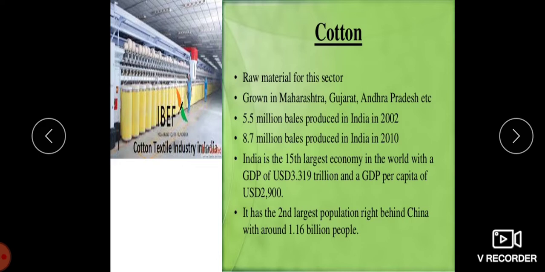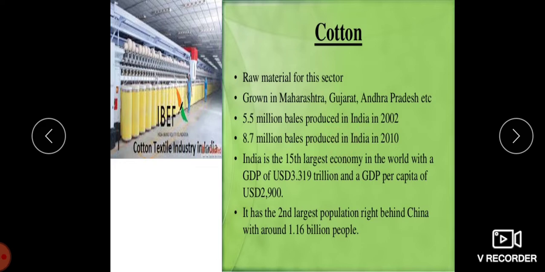So we see that it is a raw material. It is grown in Maharashtra, Gujarat, Andhra Pradesh, and even in Karnataka. In 2002, India produced 5.5 billion bales of cotton, and during 2010, 8.7. This shows that there is an increase in the production of cotton.